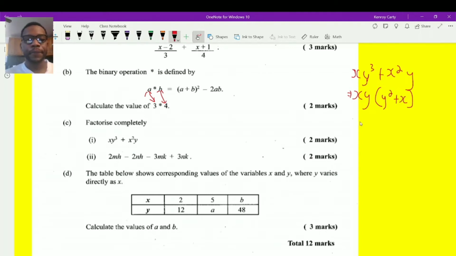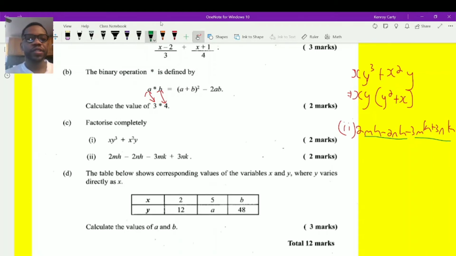In question 2, you have, all right, let me write question 2. I have 2mh minus 2nh minus 3mk plus 3nk. Now, what do I do? Remember now, it's 4 terms. All right, you can't go wrong. It's always about pairing them off. 4 terms, you pair them off.